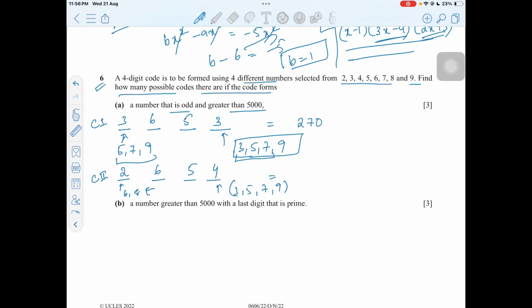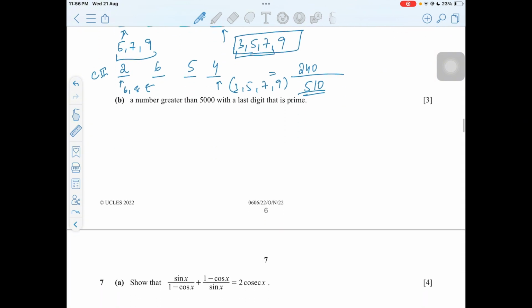So we'll be multiplying this. So this would be 240, and by adding them we get our answer as 510. Yes, we get our answer as 510.